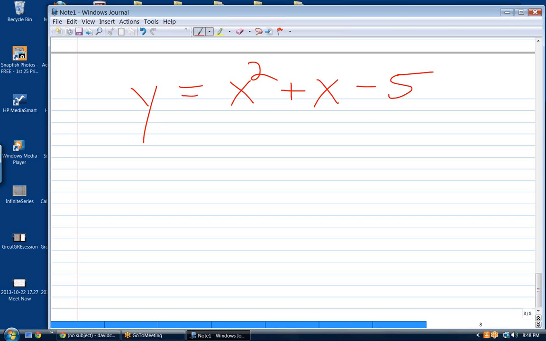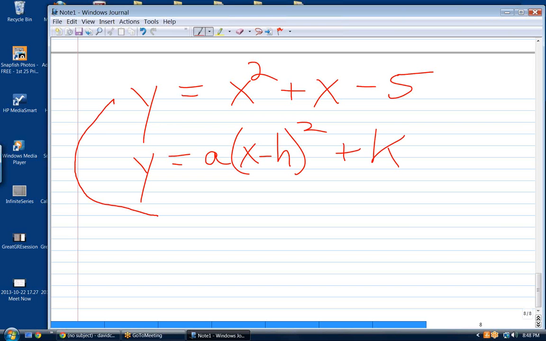Notice that doesn't factor very nicely. No. There are no factors of 5 that subtract to the number 1. So I want to put this in vertex format. Right? Okay. So the way I do that is I isolate that and then complete the square on that.